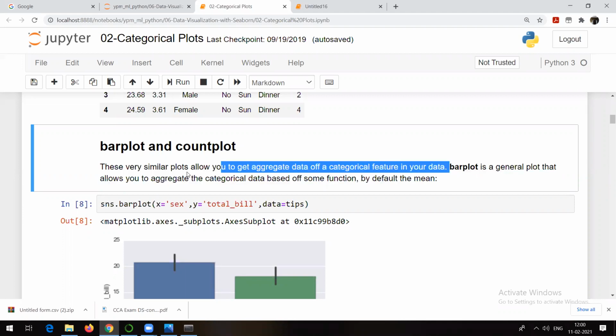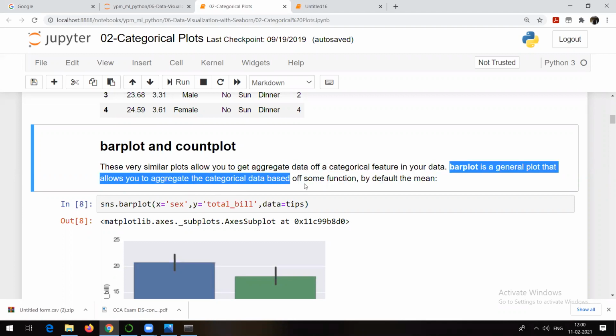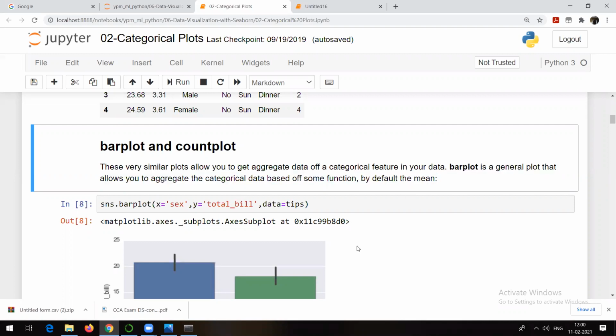Bar plot is a general plot that allows you to aggregate the categorical data based on some functions. And by default, always remember, bar plot helps you to find out the mean. Bar plot is going to be plotted by default on mean. Mean is nothing but average. Let's try to plot a simple bar plot here for these two columns.